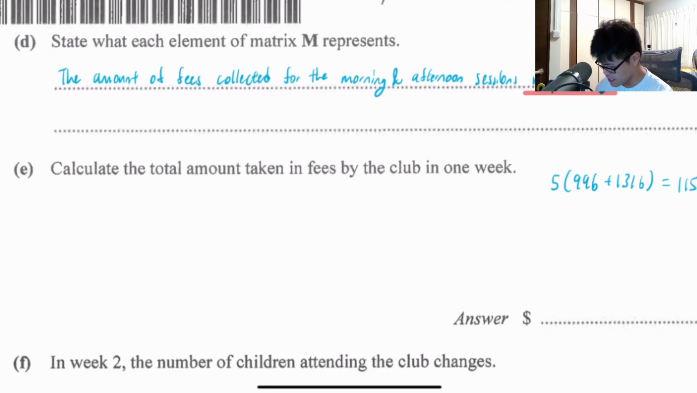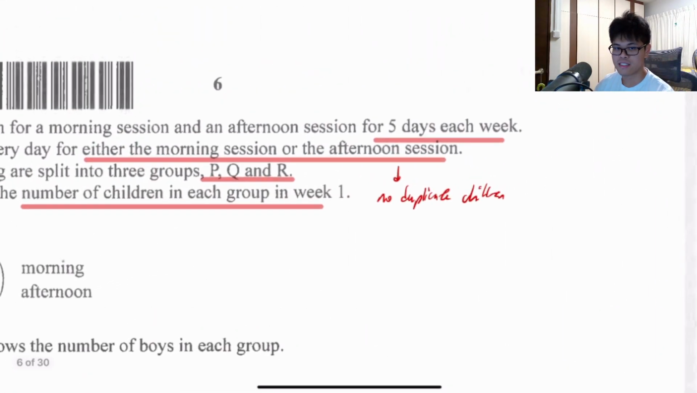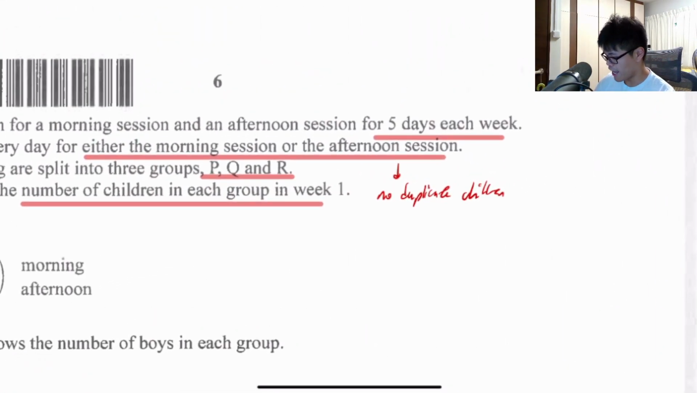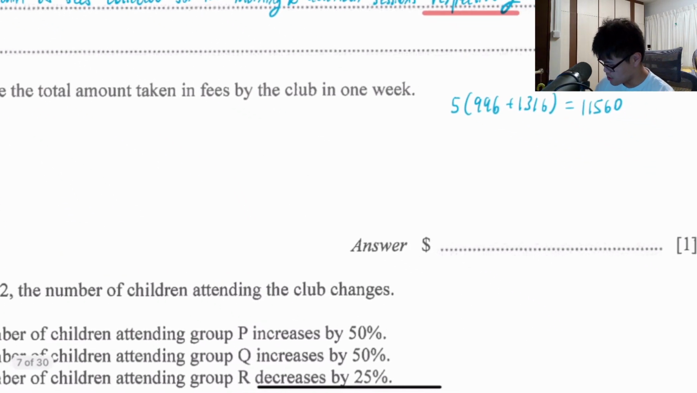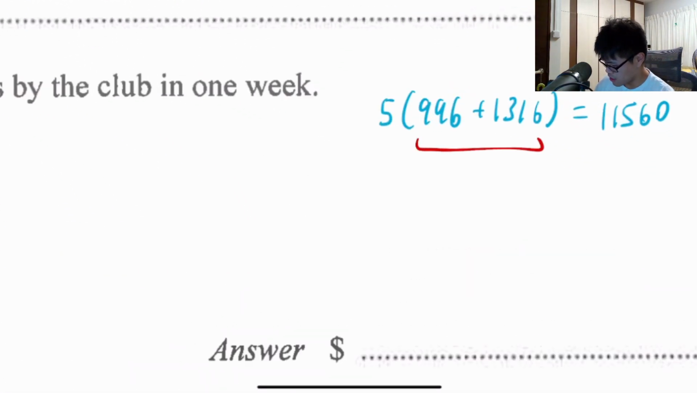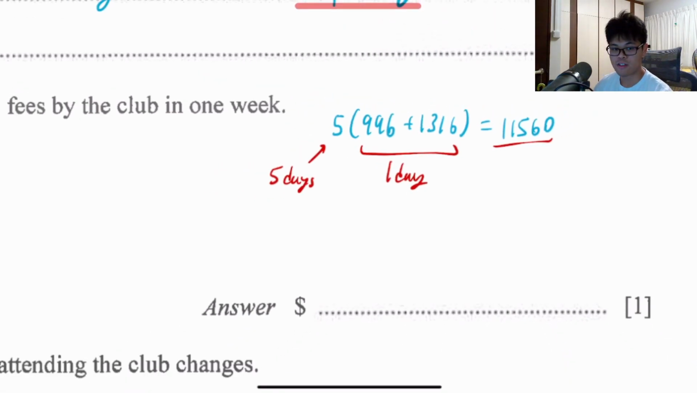Okay, next. Calculate the total amount of fees taken by the club in 1 week. Since the club is in session 5 days a week, and every day they collect $996 in the morning, $1,316 in the afternoon, this is the amount they collected in 1 day, and they are open for 5 days. Therefore, take 5 times 996 plus 1316, and we will get the total amount. Okay, I hope this is straightforward.